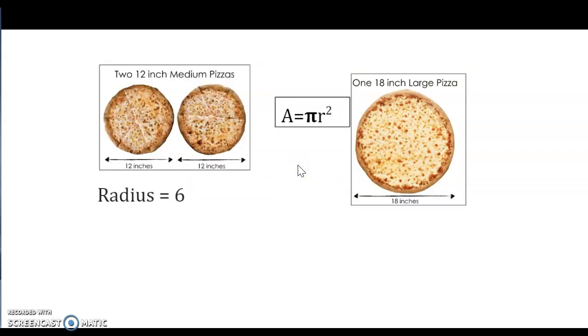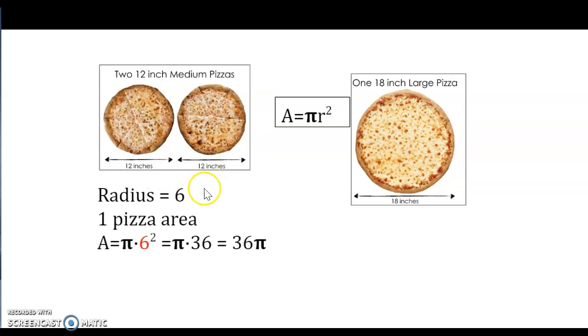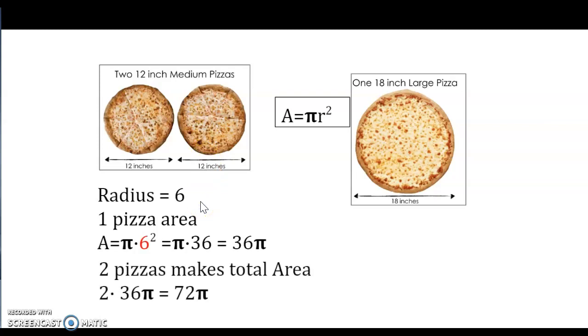Here we go. Okay, so the radius is 6. Remember, when it says 12-inch, we're talking about diameter. So the radius is half of the diameter, so it's going to be 6. So the area of one pizza is going to be pi times 6 squared, so 36 pi. And if you have 2 pizzas, that's going to be double that, so that's 72 pi.